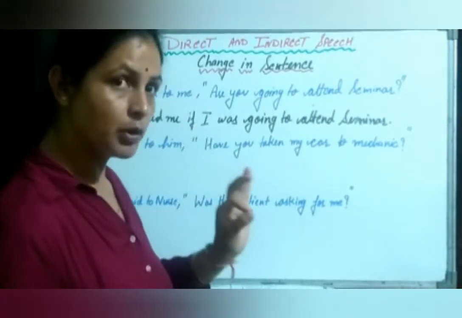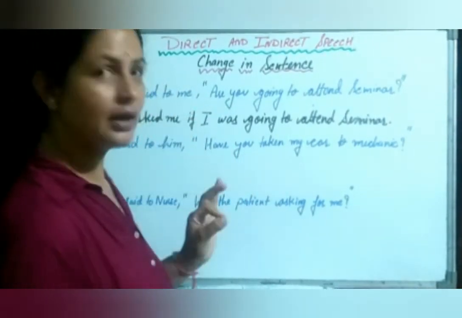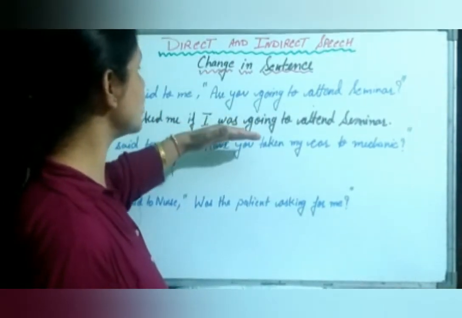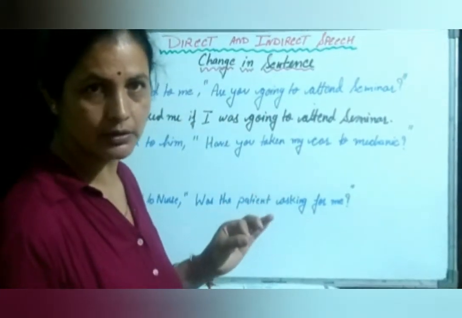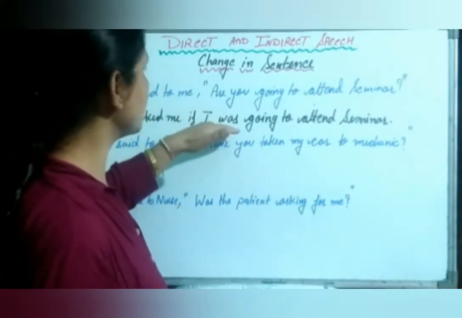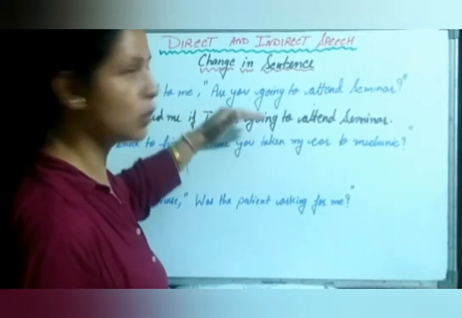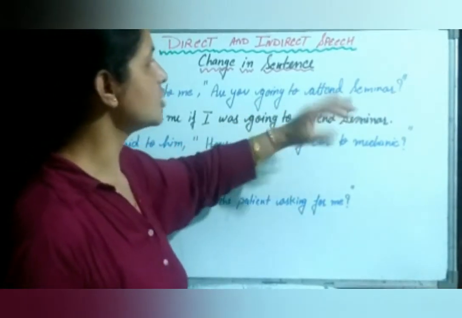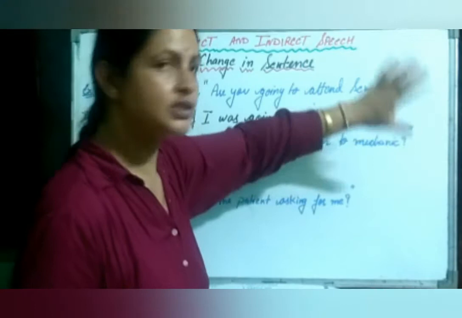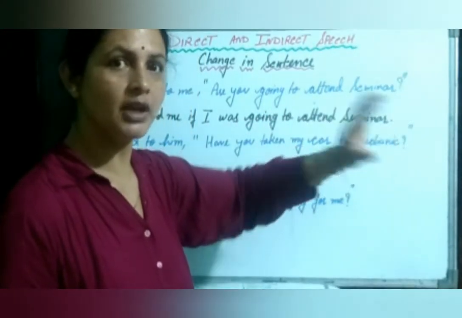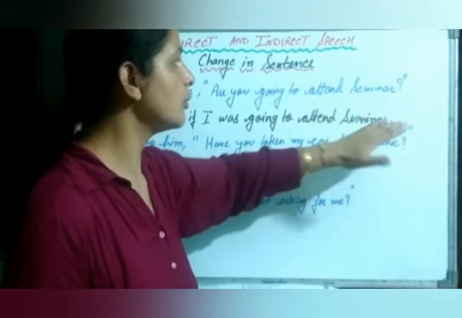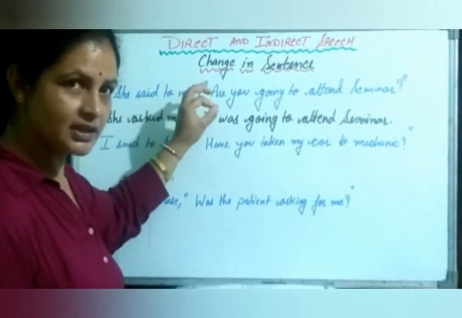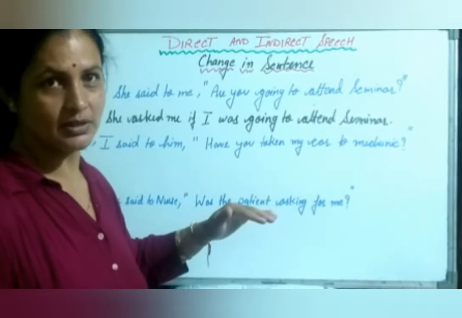Then a very important thing is the change in tense. Here it is present continuous and here we have changed it into past continuous. Was going to attend seminar. And at last, one more important change: this interrogative mark we have removed and now it is a full stop. It means we have transformed this interrogative sentence into an assertive sentence.